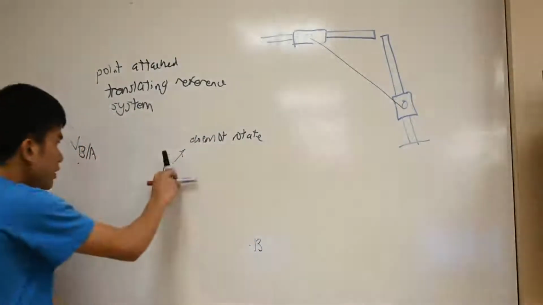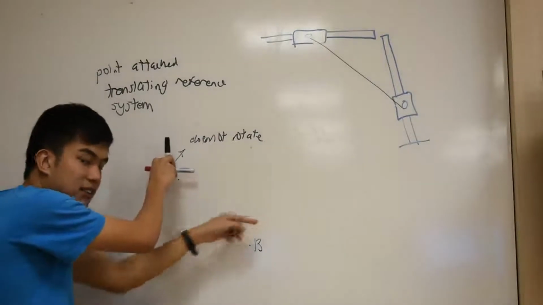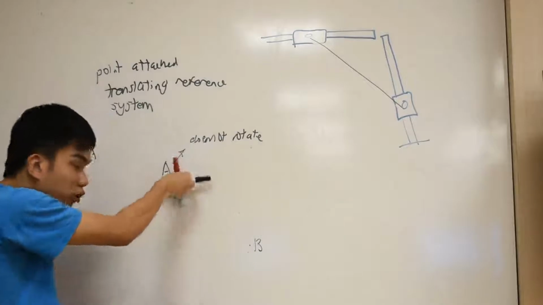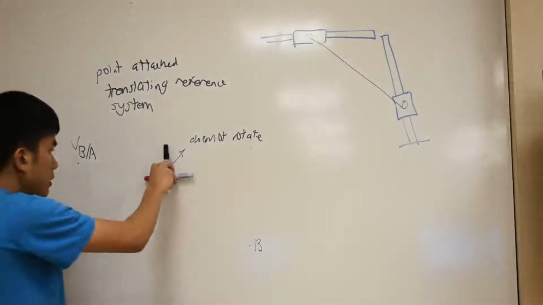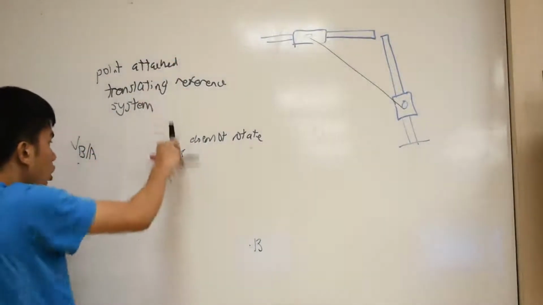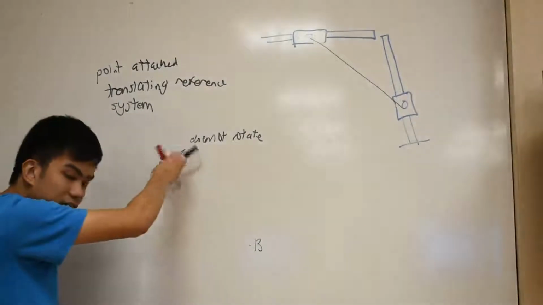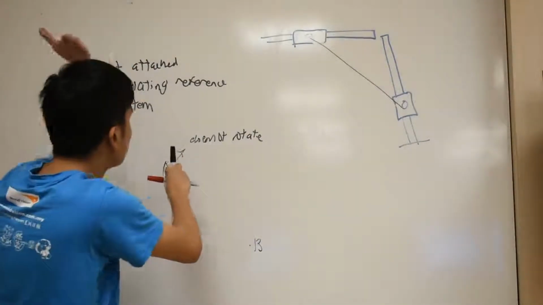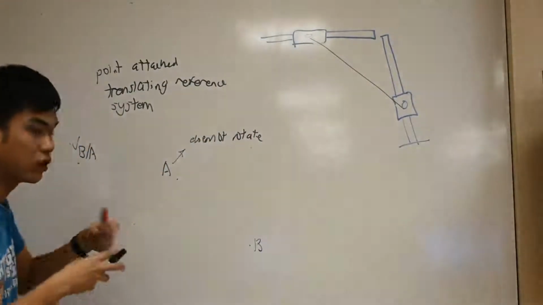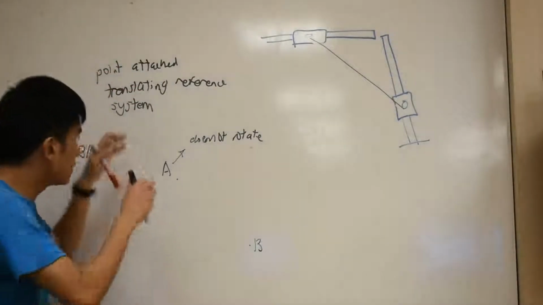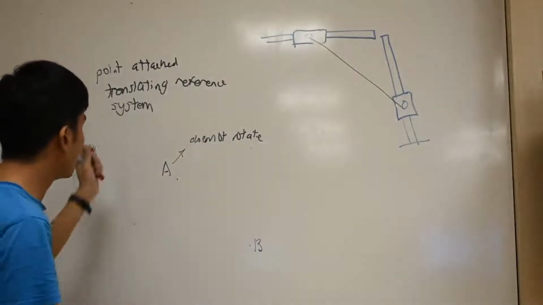Meaning, if A is a point attached translating reference system, this Y and X axis with respect to A will not rotate. In our perspective as an absolute motion viewer, A will only move in this direction, or translate in such a way that the Y and X axis does not rotate. When it rotates, it means that it is a body attached rotating reference system, which is totally different from what we are doing now. So just to make sure the concept is clear, in today's tutorial 5, all the concepts we use are only the point attached translating reference system.